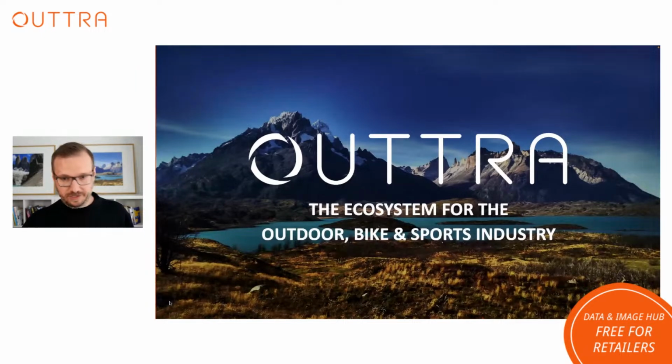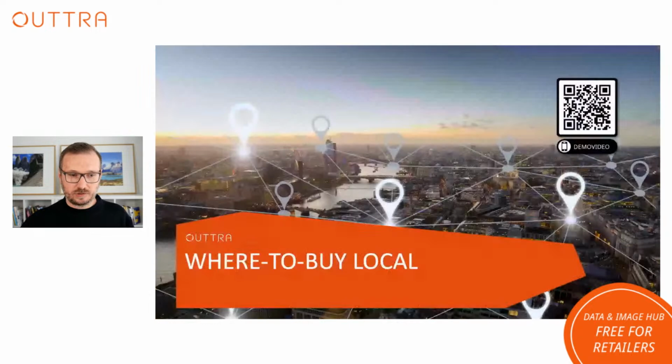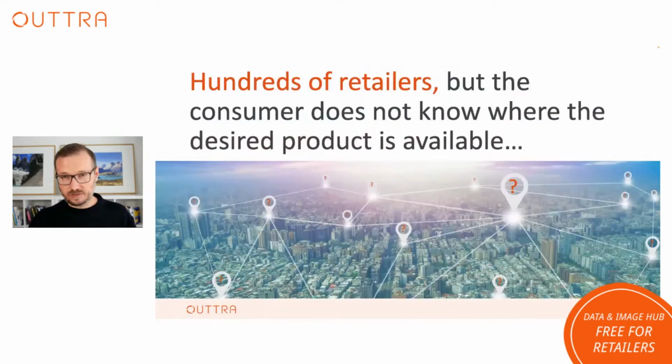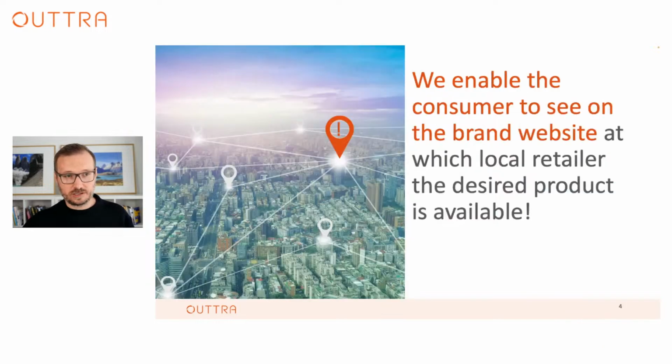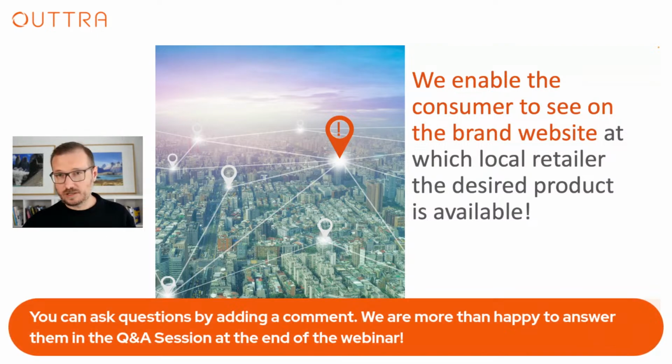So we from OUTTRA, we're the ecosystem for the outdoor, bike and sports industry. It means we have been working in this industry for many years. Most people know us from our Where to Buy Local tool. There are hundreds of retailers right now in the industry, but the consumer doesn't know where to find the product. That's what we enable you as brands to show on your website: which products are available at which local retailer. That's our tool that most people know us for.